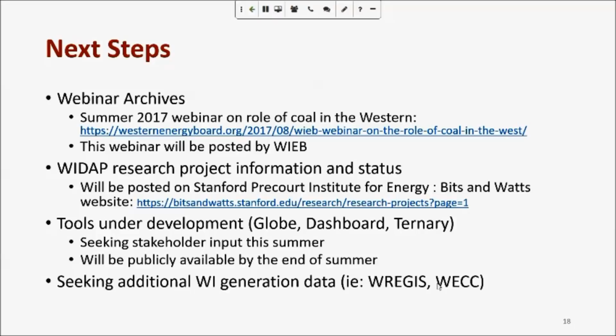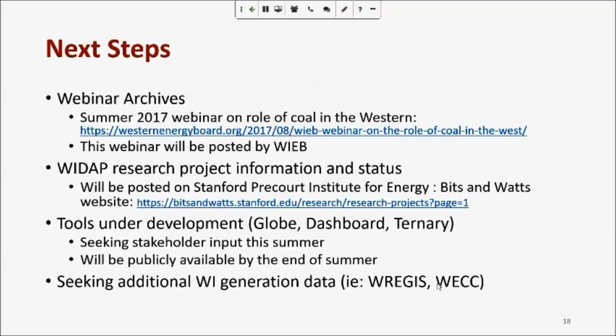Then you heard today the three tools that we call the globe, the dashboard, and our ternary plots. We are very, very much seeking stakeholder input this summer. This really is the first time of demonstrating to a larger audience the drafts of these tools. We are totally open to suggestions about changing them, any corrections that should be made, and then they will be publicly available through the Stanford website, and then presumably a linkage through the WIEB website as well. That really does mean that people can go in at the level that we've shown, by units, by plants, by states, and start to get a very granular understanding of what has been happening in the Western Interconnection in a very transparent manner.